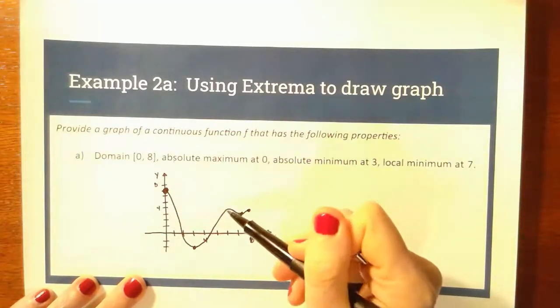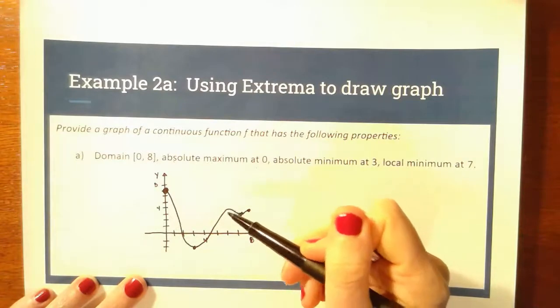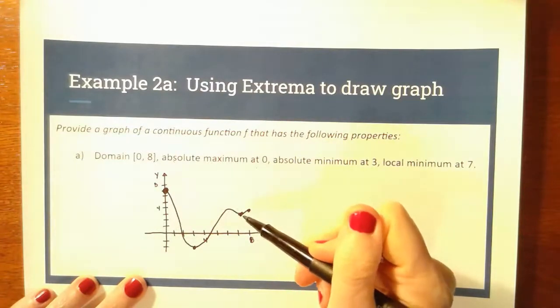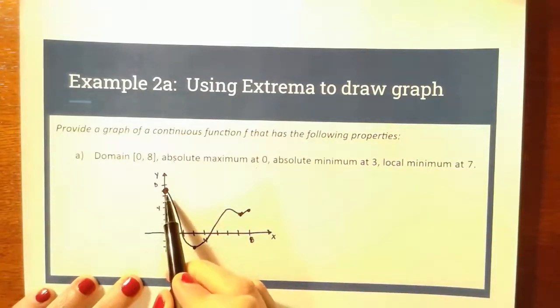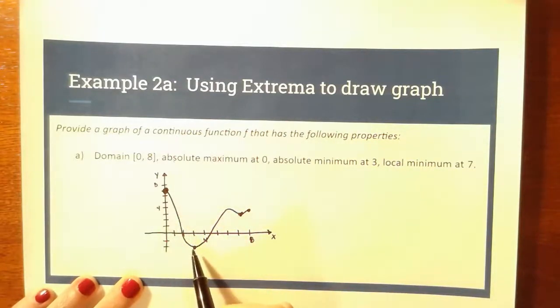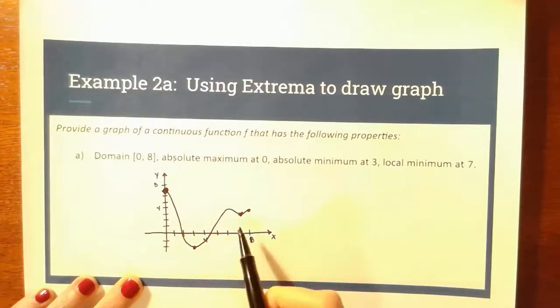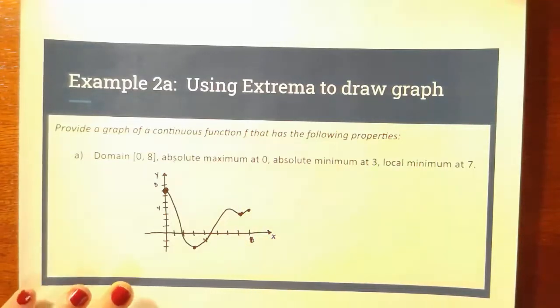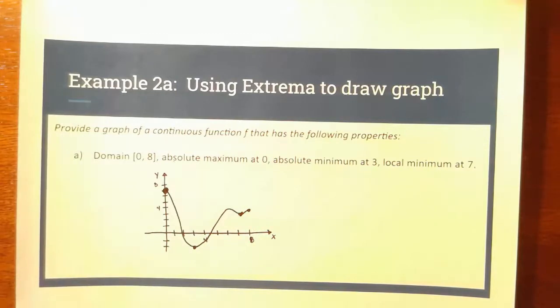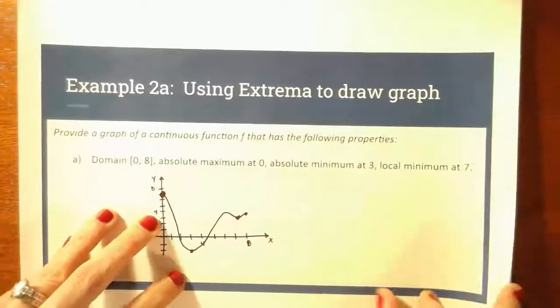Now I added an extra characteristic that wasn't provided, but I needed to do that in order to make this guy right here a minimum value at 7. But now I can see my highest point overall was at 0. My lowest point overall was at 3. And then I had a local minimum at 7. My graph dipped down and went back up around that point. So on that open interval, it went to that. And so I created a local min there. So that's one example.